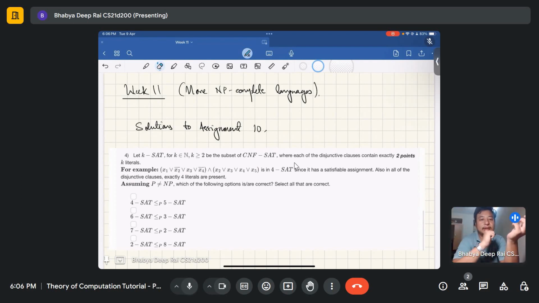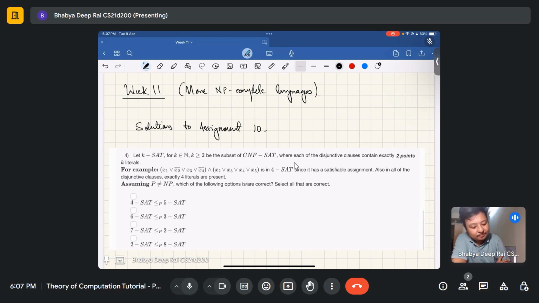Transforming one problem to another, and we want to use that tool to show that there are so many NP complete languages. It's not just things like SAT. Week 10 ended with showing that SAT, that is satisfiability, or CNF SAT, is NP complete. But it turns out that so many real life problems, and lots of mathematical problems, are actually NP complete.